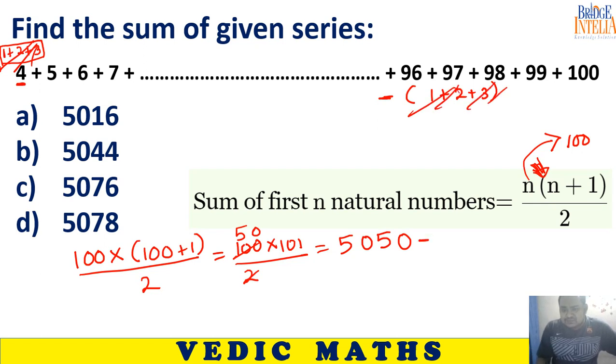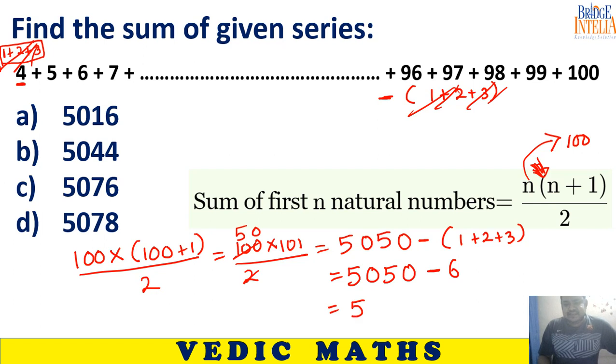From this you have to subtract 1 plus 2 plus 3. Now 1 plus 2 plus 3 is equal to 6. So 5050 minus 6, only then you will get the correct answer. So the final answer is 5044. So this is the correct answer. Let's move to the next question.